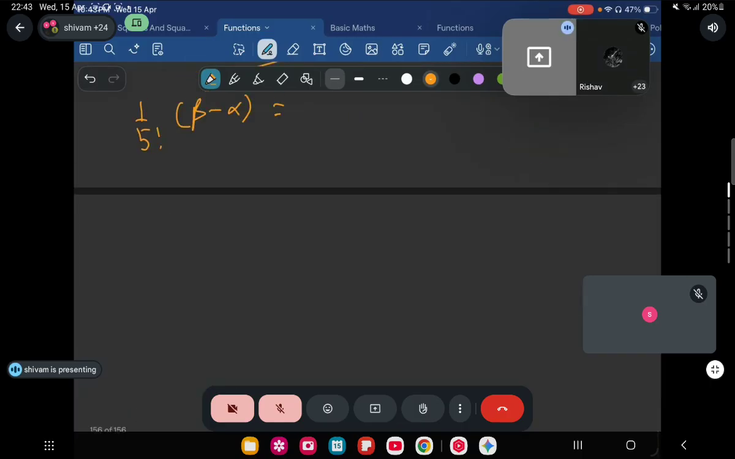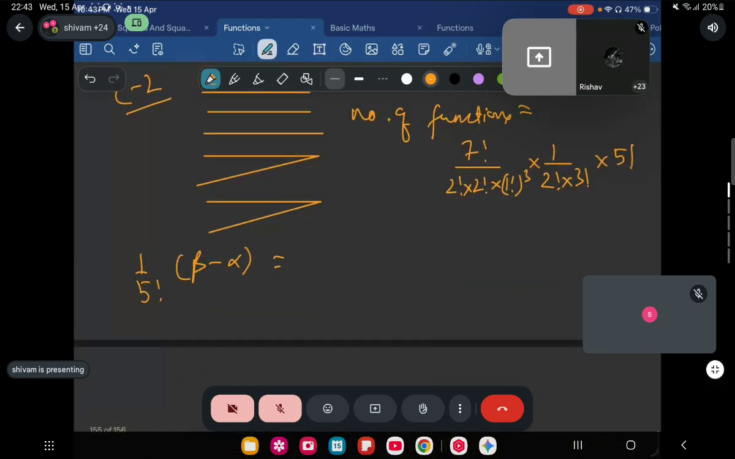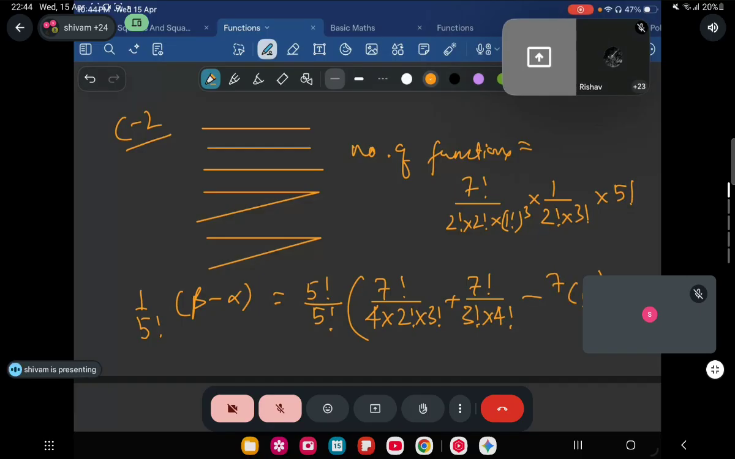So this will be equal to, you see, 5 factorial is common in all three of them, so 5 factorial will get cancelled. Finally, you are going to get, writing 5 factorial over here, 5 factorial by 5 factorial within brackets, 7 factorial divided by 2 factorial into 2 factorial, writing it as 4 into 2 factorial into 3 factorial, plus 7 factorial divided by 3 factorial into 4 factorial, minus 7C5.